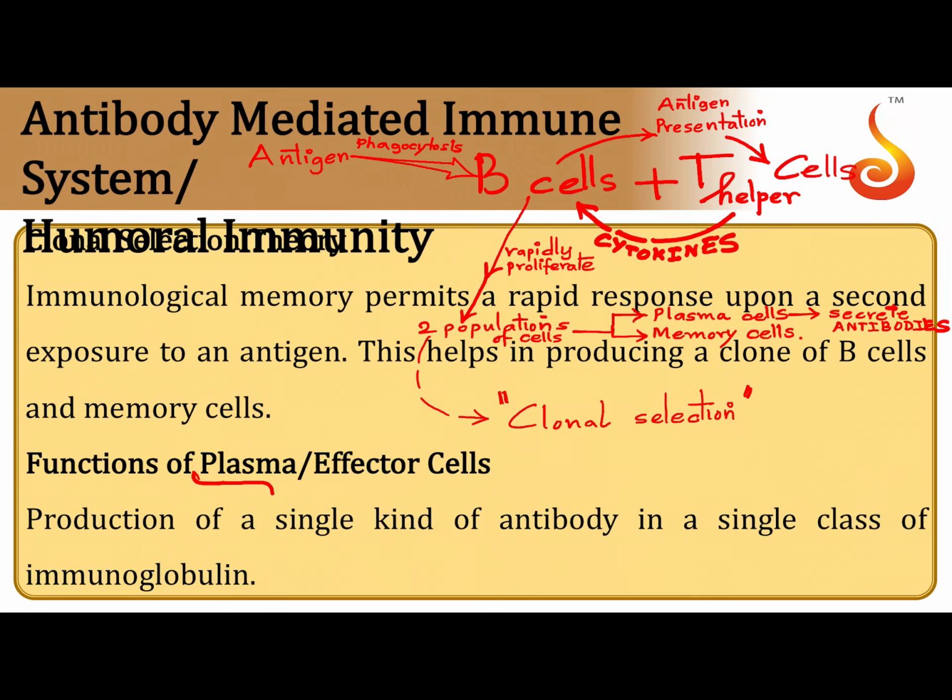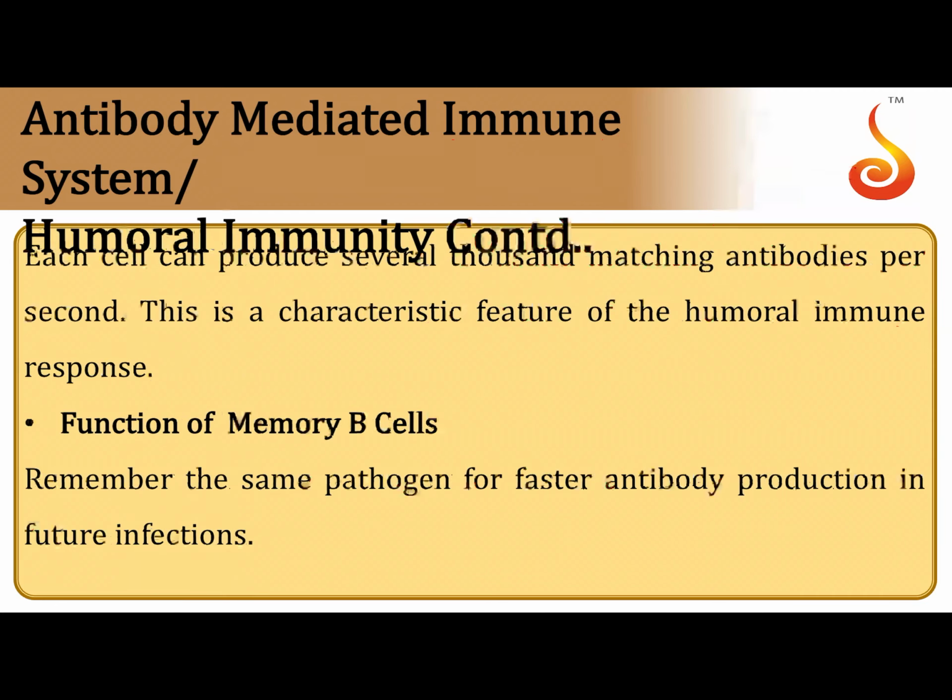I was telling you that the plasma cells are called the effector cells, and they are the ones which actually produce the antibody. Another name of antibody is immunoglobulin. It is abbreviated as Ig because it belongs to the globulin fraction of your plasma protein. That's why it is referred to as the immunoglobulin. Remember that each plasma cell can produce thousands of antibodies per second. About 2000 antibodies per second are produced.